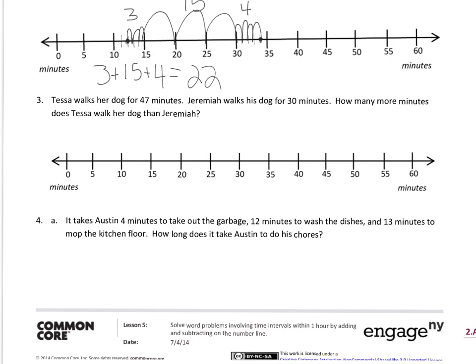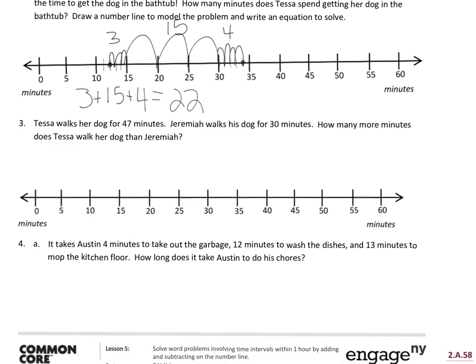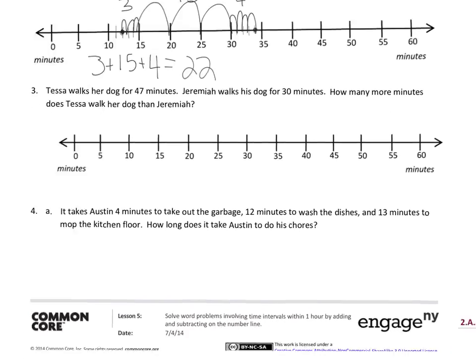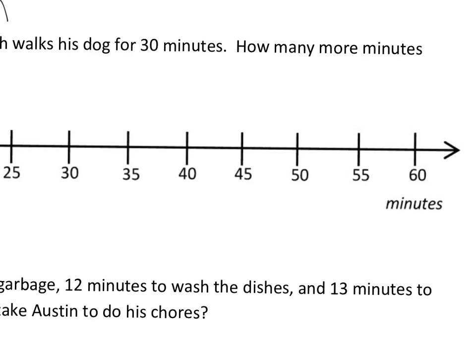Alright, so Tessa walks her dog for 47 minutes. That means I need to find 47 on the number line because Jeremiah walks his dog for 30. And if I'm trying to figure out how many more, that means I'm trying to find the distance in between the two. So 47 is going to come in between, there we go, locked into place. In between 45 and 50. 1, 2, 3, 4. 45, 46, 47.